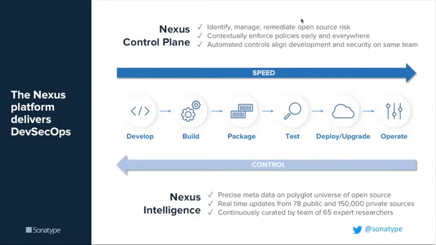once you have implemented your successful strategies and tools, the Nexus control plane can identify, manage, and remediate your open source risk. We can contextually enforce policies everywhere and early, and the automated controls align the priorities of your development and security teams. Developers can use the best quality components, and the security team will have total visibility into what components are being used. Both teams now have the ability to recall bad components once new vulnerabilities are identified.